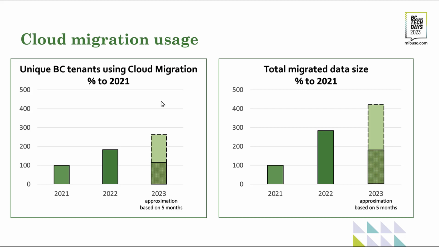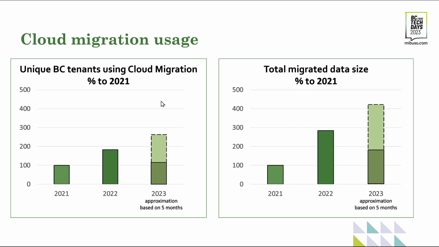So on the left chart, we can see that the number of Business Central tenants migrating their data from on-premise has almost doubled last year comparing to the previous year. And on the right, we see that the amount of data transferred to the cloud has almost tripled in 2022 comparing to the year before. And this tendency still continues this year. Business Central tenants are getting more and more data migrated from on-premise.